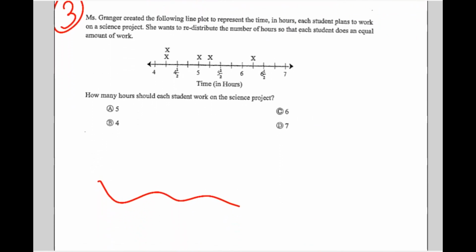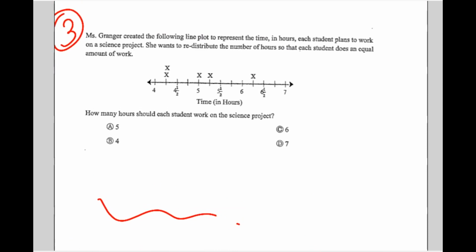All right, number 3. It says Miss Granger created the following line plot to represent the time in hours each student plans to work on a science project. She wants to redistribute the number of hours so that each student does an equal amount of work. So redistribute means we're dividing. So how many hours should each student work on the science project? We are dividing this. Okay, so let's see how many students we have total so we know what we're going to divide by. So we're going to count the X's to tell us how many students there are.